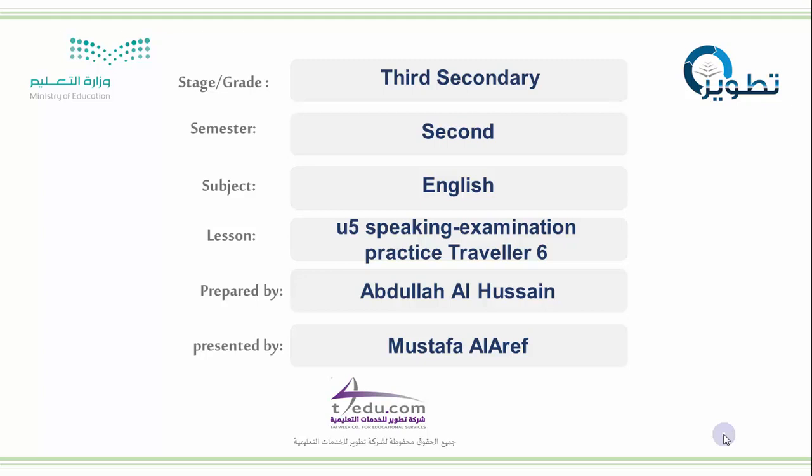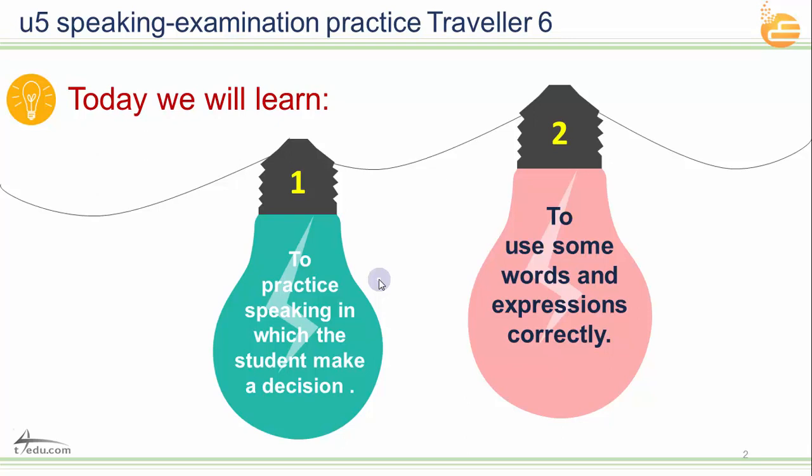Today we're still in Unit 5, and today, as you can see, we have speaking examination and some practice. So we'll try to talk more, and this is all taken from your book Traveler 6. If we go to the objectives for today we will learn two things. One, to practice speaking in which the student makes a decision. So we're going to talk and see how you can convince others or others convince you. And number two, to use some words and expressions correctly.